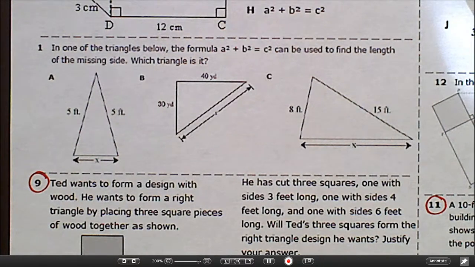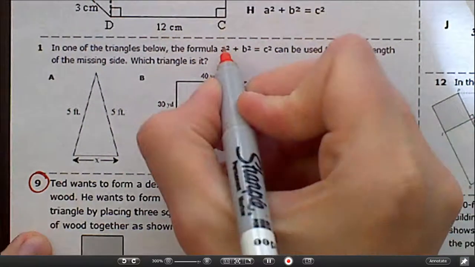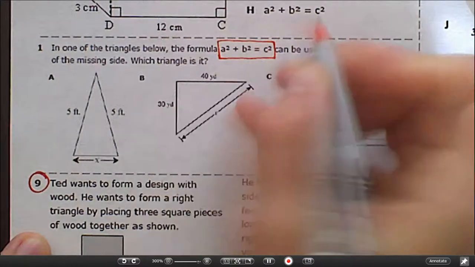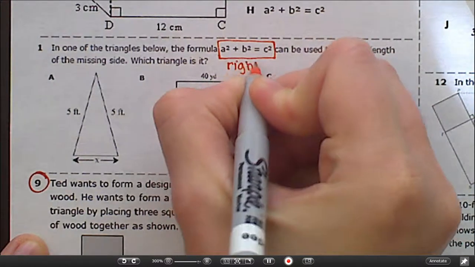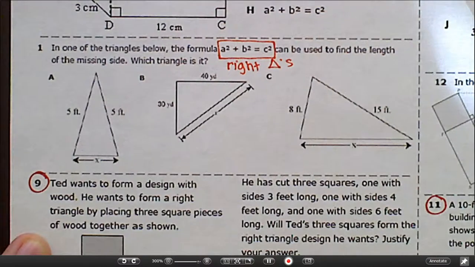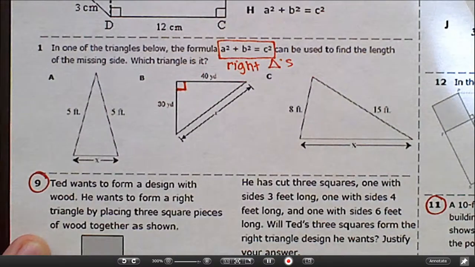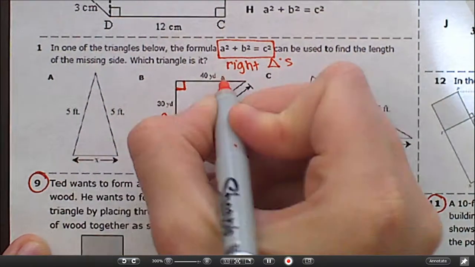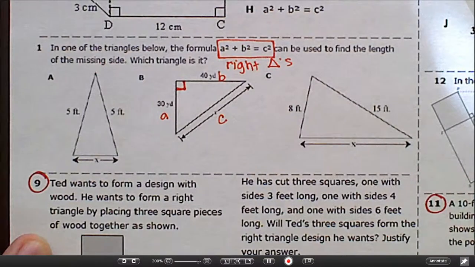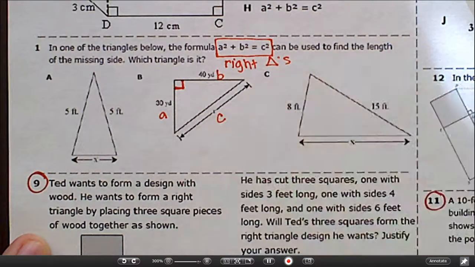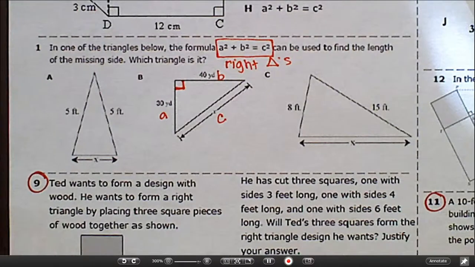On number 1, it says, in one of the triangles below, the formula a squared plus b squared equals c squared can be used to find the length of the missing side. Which triangle is it? So, remember that this can only be used for right triangles. Only right triangles. And the only right triangle that we have here is B. So we could say this is A, this is B, and this is C, and we could use it to find the hypotenuse here. So it can only be used on right triangles.